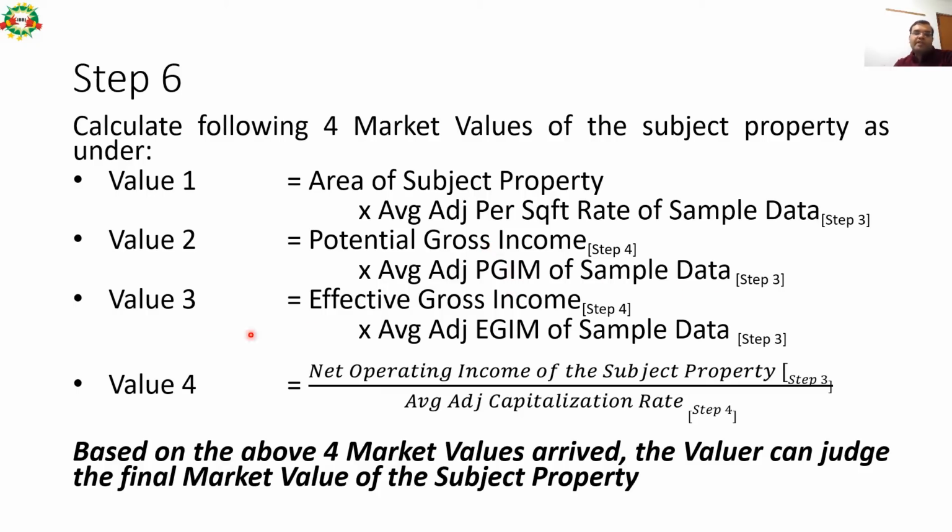Then value number 3: we take effective gross income, as in step number 4, of the subject property and multiply with average adjusted EGIM of sample data from step 3. And likewise, property value 4 we will calculate as net operating income of subject property, as calculated in step number 4, divided by average adjusted capitalization rate, as we have calculated in step number 3. So based on the above 4 market values arrived, the valuer can judge the final market value of this subject property. So let us try to understand these steps with the help of a case study.